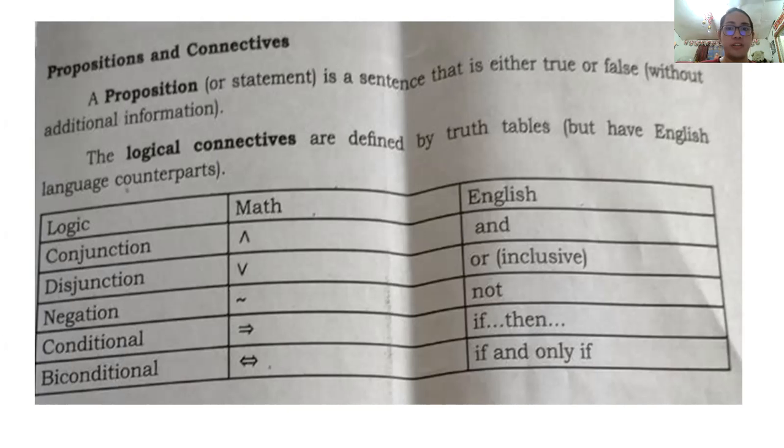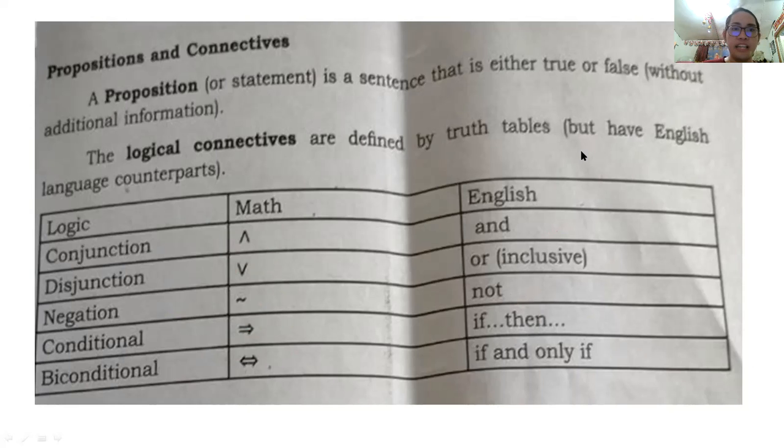Logical connectives are defined by truth tables but have English language equivalents. These are the symbols we use in logic. Please be reminded about this one because soon we will talk about conjunction, disjunction, negation, conditional, and biconditional. Please do not forget the symbols. Conjunction in English means and. Disjunction is or, inclusive. Negation is not. Conditional is the if-then statement. Biconditional is the if and only if statement. So please do not forget the symbols used for logical connectives.